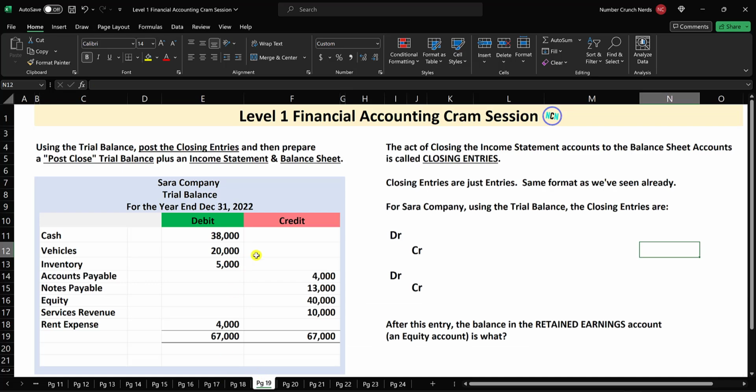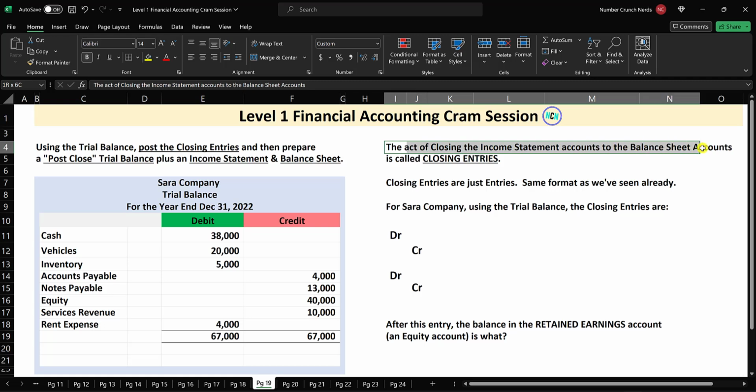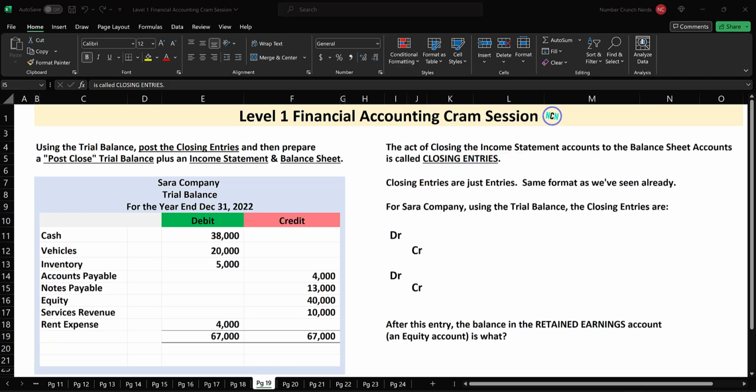Okay? So let's go back here. We're going to use the trial balance. We're going to post the closing entries, and then we're going to prepare the post-close trial balance, income statement, and the balance sheet. The act of closing the income statement accounts to the balance sheet accounts is called closing entries. That's what we just talked about on the previous page. We showed at a high level closing the income statement to the balance sheet. We're going to do it in journal entry form now.